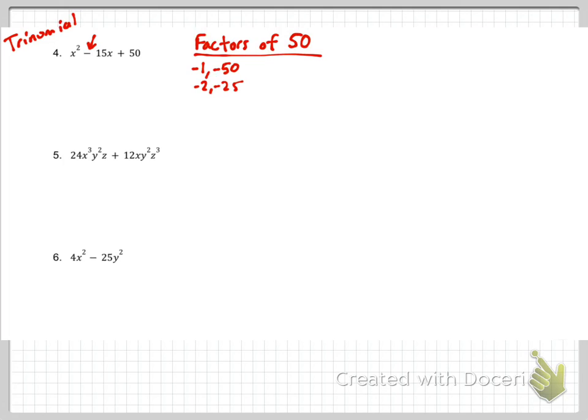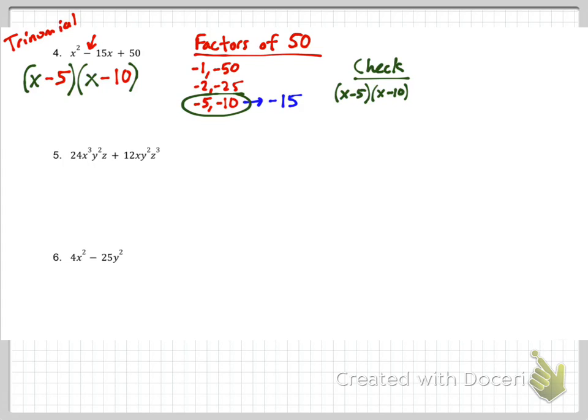negative 15. Negative 2 and negative 25 are also factors, but they don't add to negative 15. Negative 5 and negative 10 do add to negative 15, so those are my factors I'm going to use. So x minus 5 times x minus 10. Here's the check. We multiply that back out, use the Punnett square, and you'll notice what happens is we get negative 5x plus negative 10x, and that gets our negative 15 in the middle, and we got the correct trinomial.